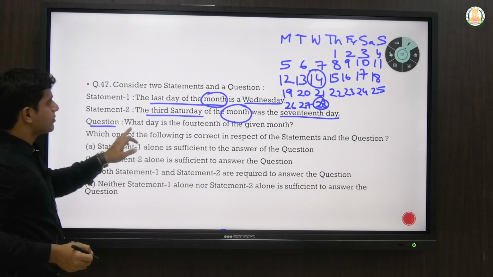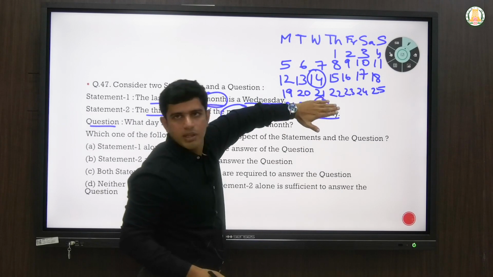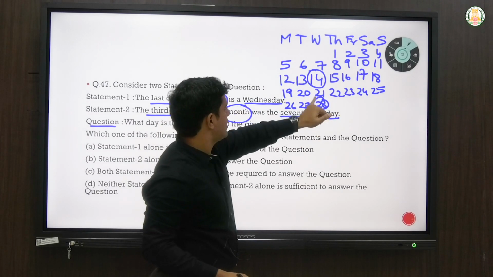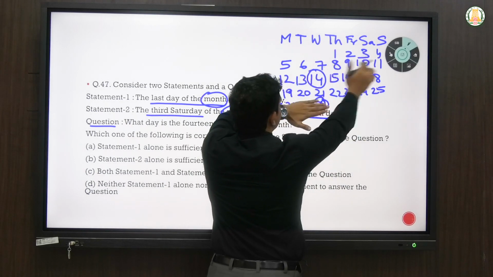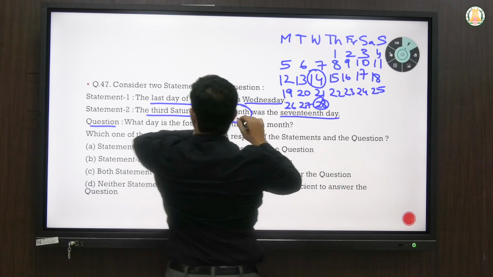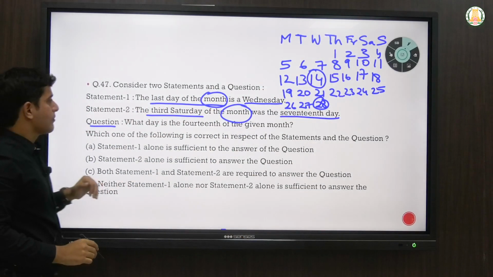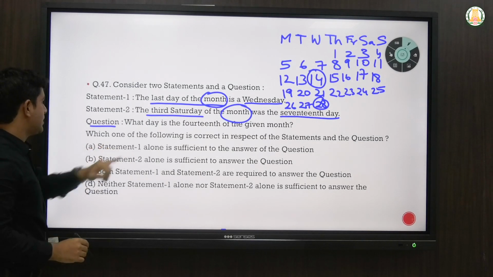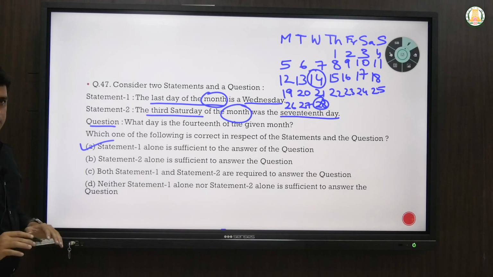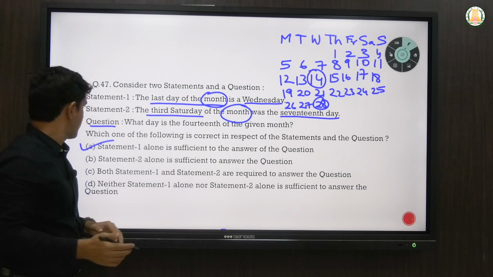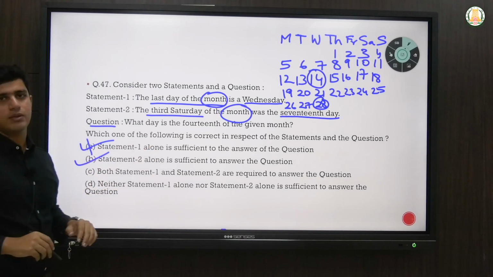So to answer this question, you only need statement 2, because this 28 you don't need actually. This only I said to find out the entire month, but as we said, only when we went backwards first, even your statement 2 is itself enough to find out that 14th is Wednesday. So you can say that statement 1 alone is sufficient to answer the question. Okay, any doubt? Sorry. Oh, okay. Statement 2 alone is sufficient to answer the question.